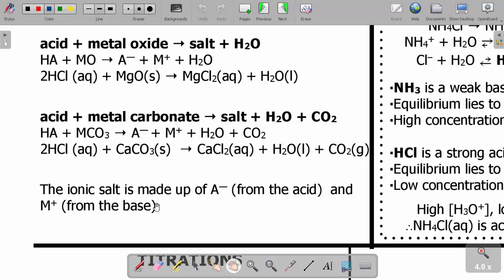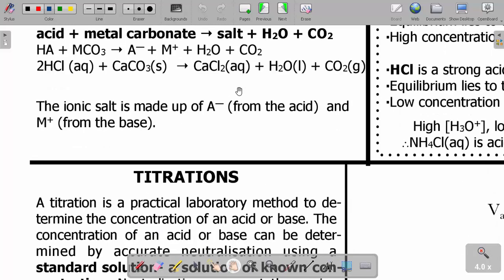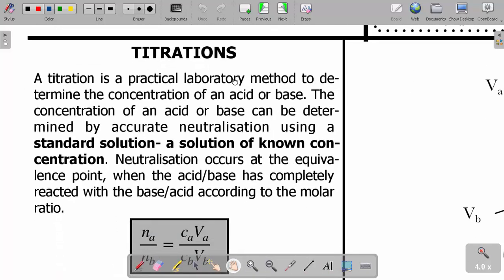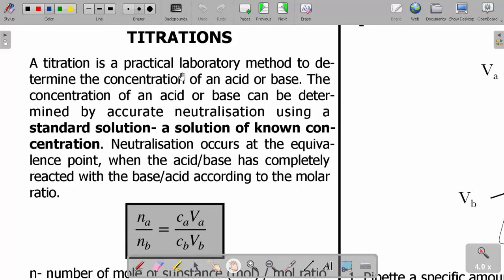Now, the ionic salt is made up of A- from the acid and M+ from the base. Hope we are together. Now, we also have what we call titrations. A titration is a practical laboratory method to determine the concentration of an acid or a base. The concentration of an acid or a base can be determined by accurate neutralization using a standard solution. What's a standard solution? It's a solution of known concentration.